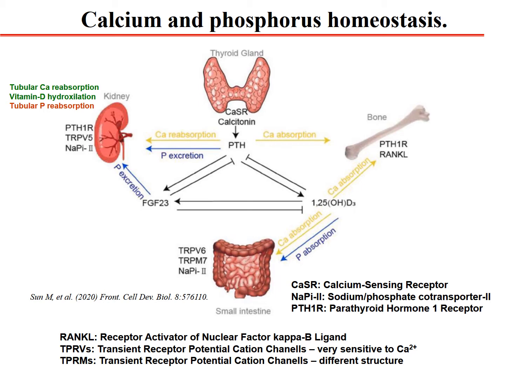Now, when we do have an elevation of the calcium, it will be sensed by the calcium sensor receptors on the thyroid gland, which will secrete calcitonin, and calcitonin is going to inhibit the PTH release. This is what is going to happen and how this calcium and phosphate homeostasis is maintained.